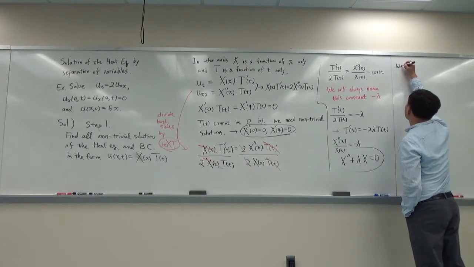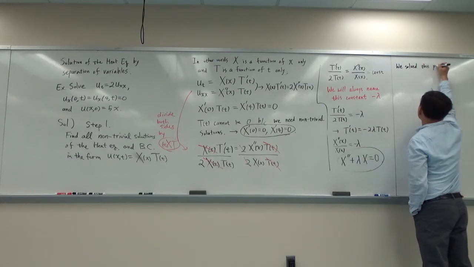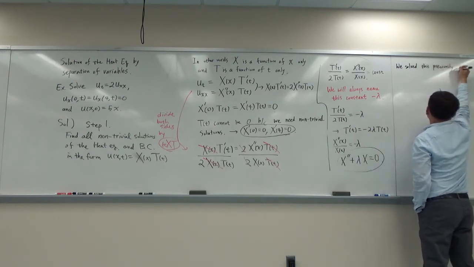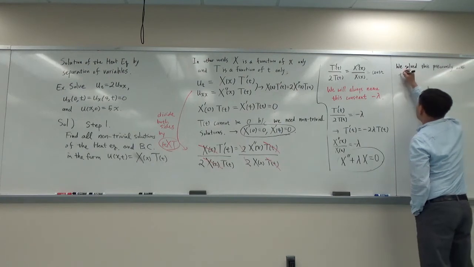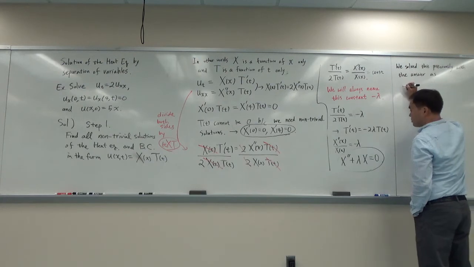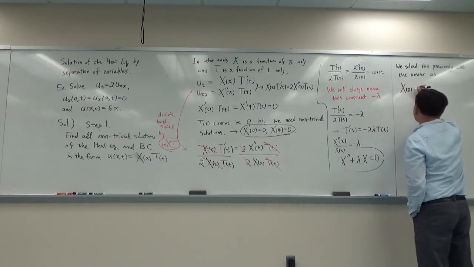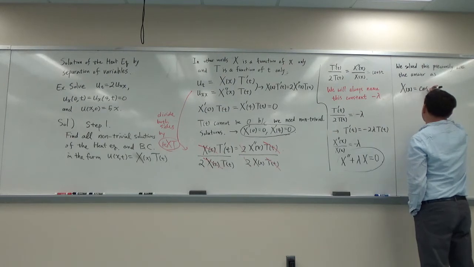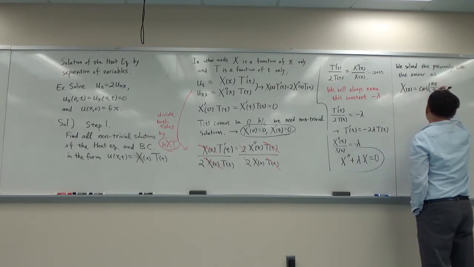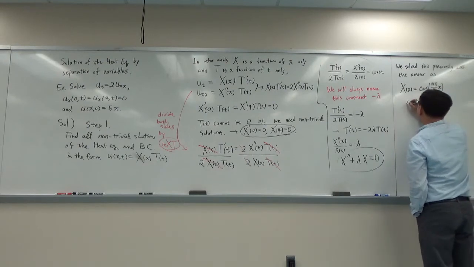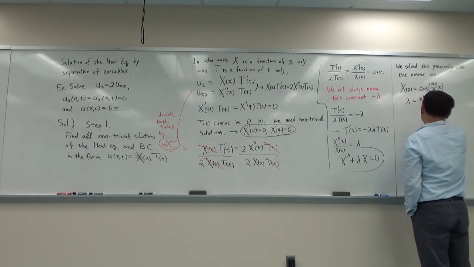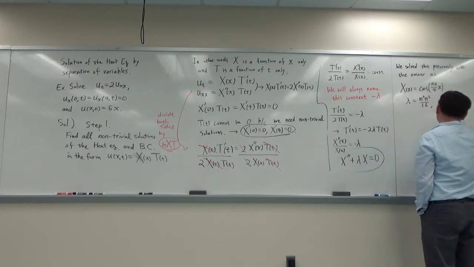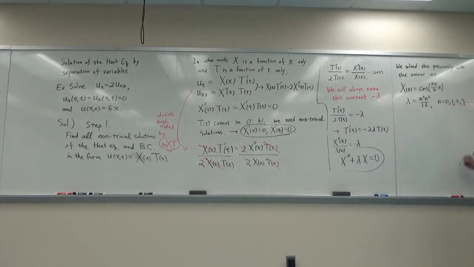So we solved this previously with the answer as X of x must equal cosine of n pi over 4 x, and lambda is equal to n squared pi squared over 16, where n goes from 0, 1, 2, 3, and so on. Right. That was our result in the beginning of the class.